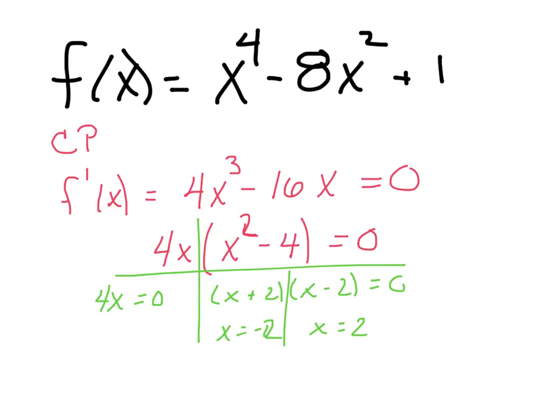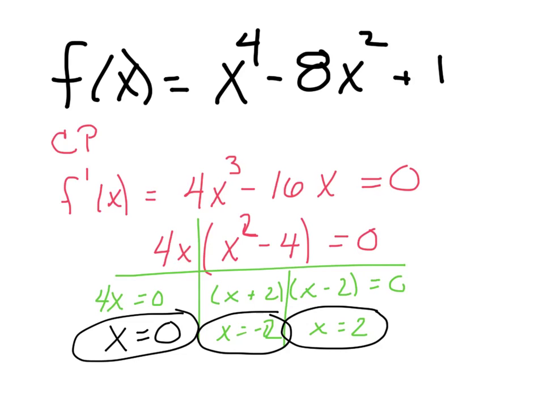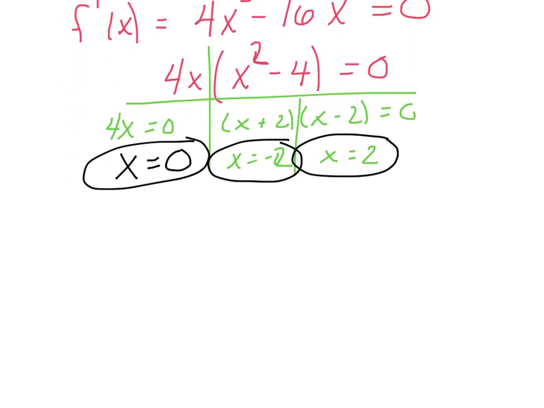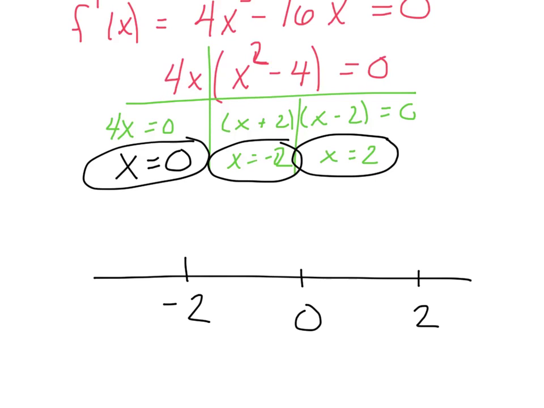I pulled out a GCF of 4x. Then I'm left with x squared minus 4. I factored that one more time to x plus 2 and x minus 2. So I have 3 critical points when I set each piece equal to 0. On this side, of course, I get x equals 0, x equals negative 2, and x equals positive 2. All right, so on my sign chart now, I need 3, and they go in order: negative 2, 0, and 2. Labeling this is not an option. F prime goes on top, f goes on the bottom.